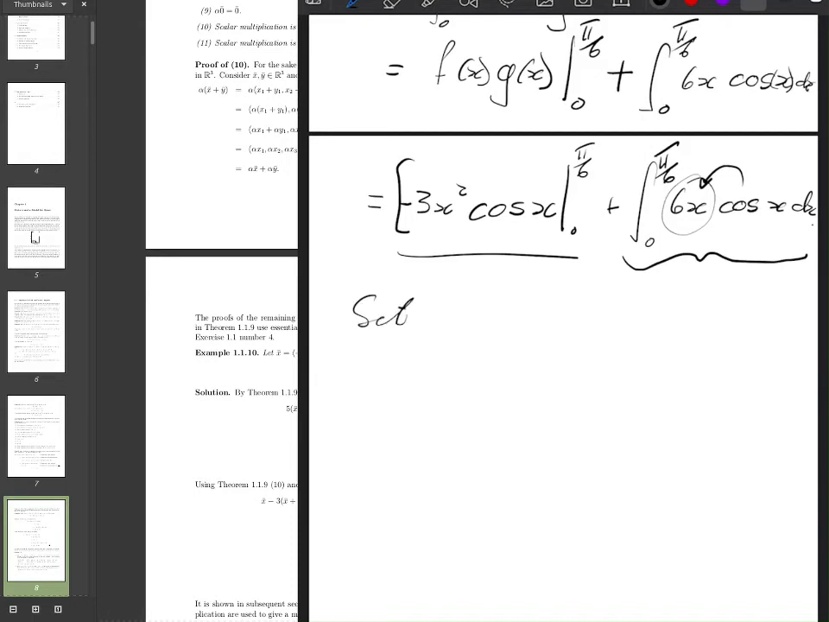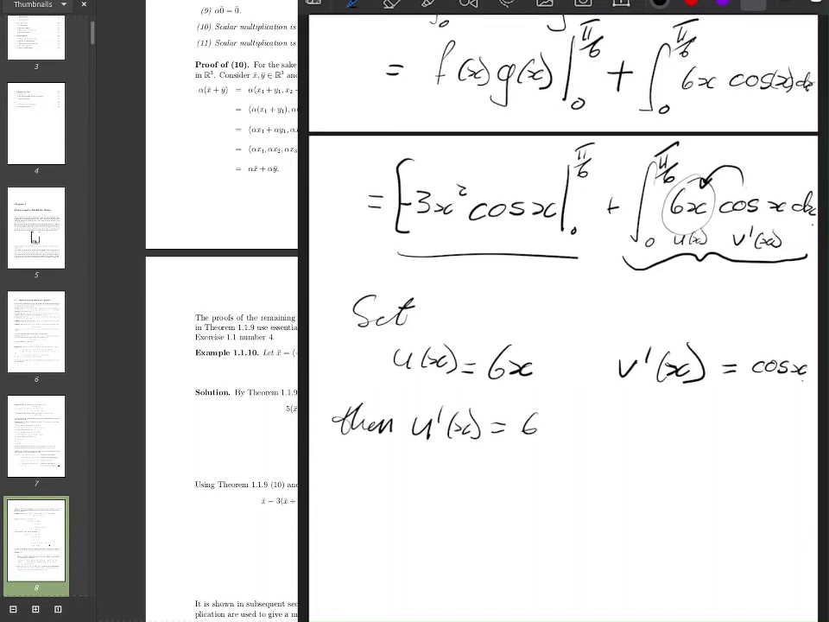So let's set u of x. So think about what needs to happen. We want to transfer a derivative from this function to that function. So u of x, we're going to make 6x, and the derivative of v of x, we're going to set as cosine of x. Then the derivative of u of x is just going to be 6, and v of x then needs to be sine x, because the derivative of sine is cosine.